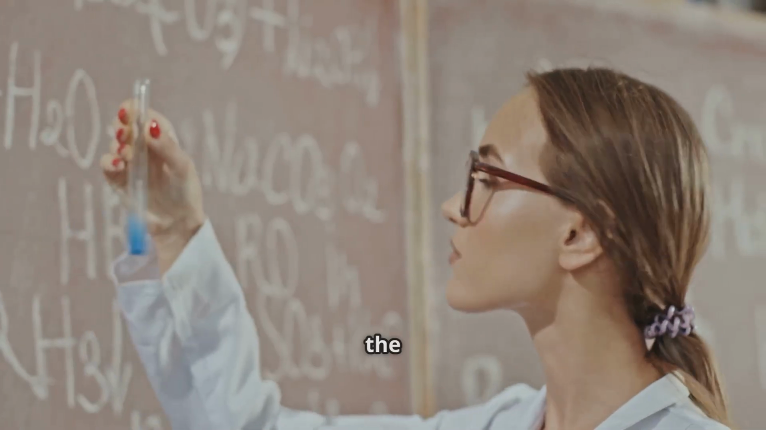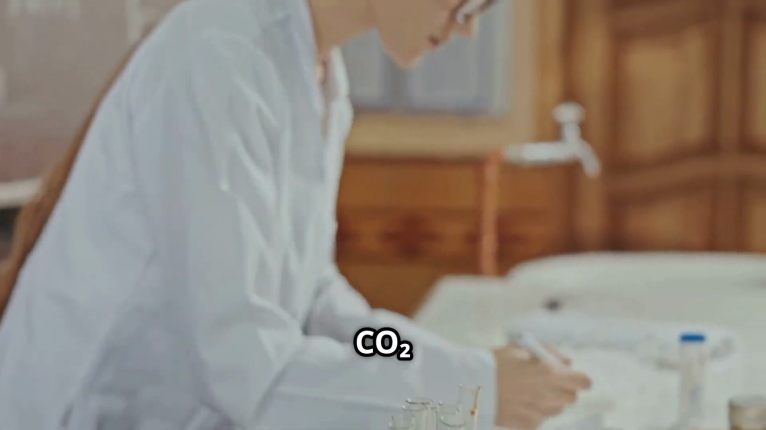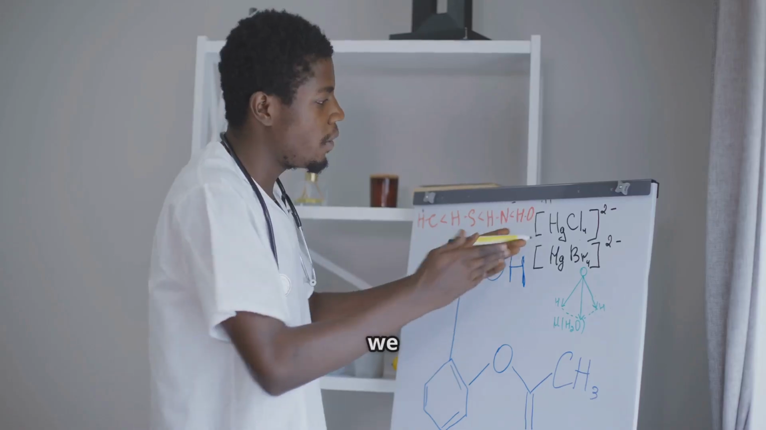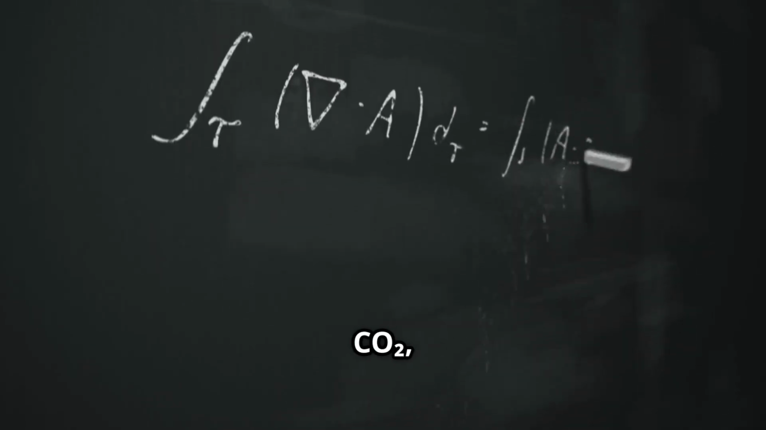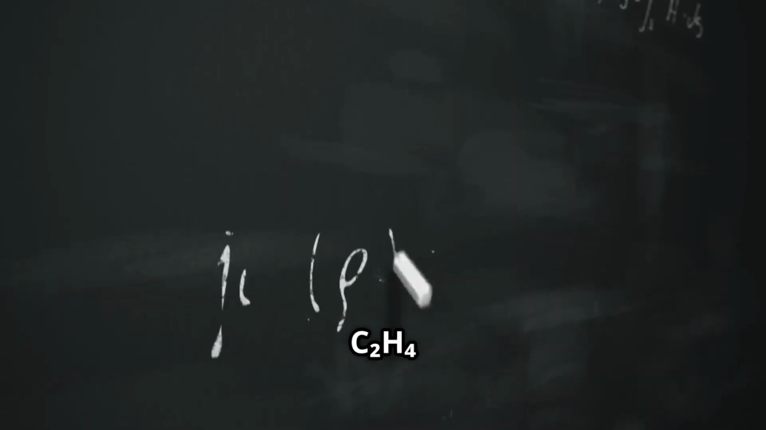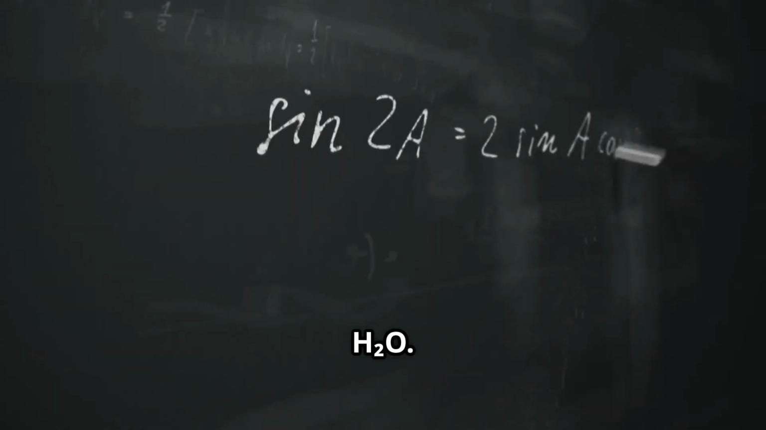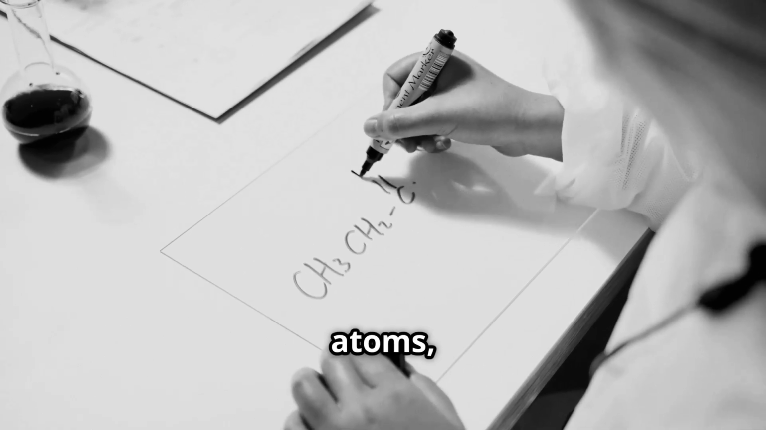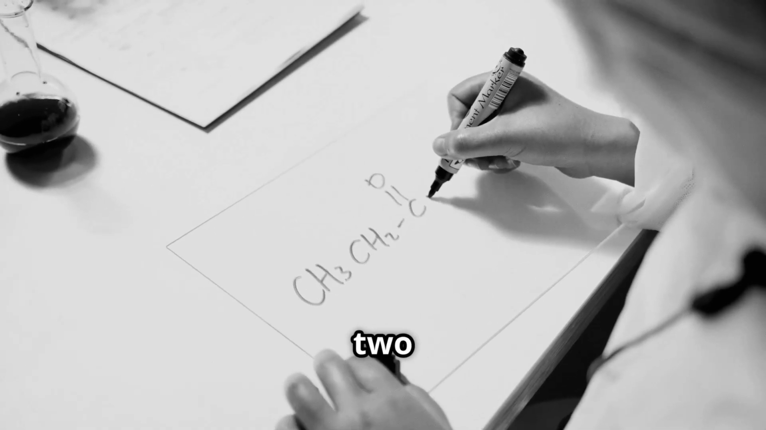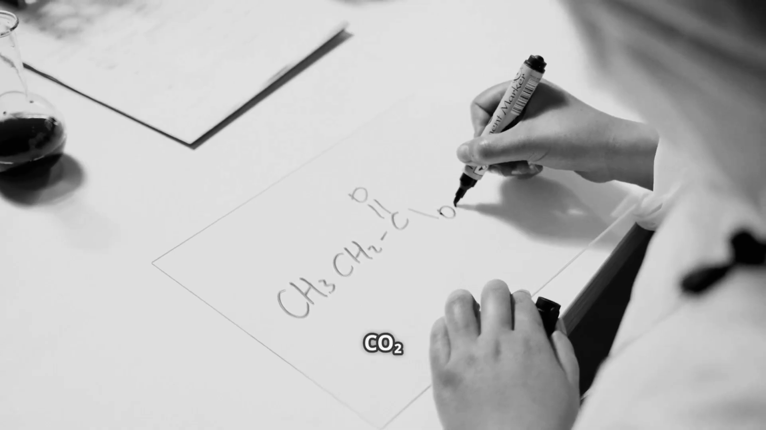To explain, we start with the unbalanced equation: C2H4 plus O2 yields CO2 plus H2O. First, we balance the carbon atoms. Since there are 2 carbon atoms in C2H4, we place a coefficient of 2 before CO2, giving us C2H4 plus O2 yields 2CO2 plus H2O. Next, we balance the hydrogen atoms. C2H4 has 4 hydrogen atoms, so we place a coefficient of 2 before H2O, resulting in C2H4 plus O2 yields 2CO2 plus 2H2O.